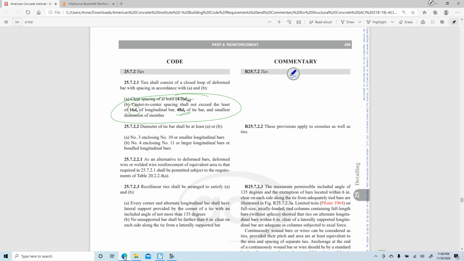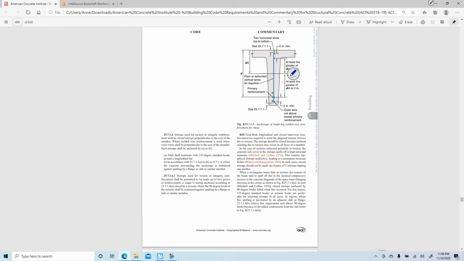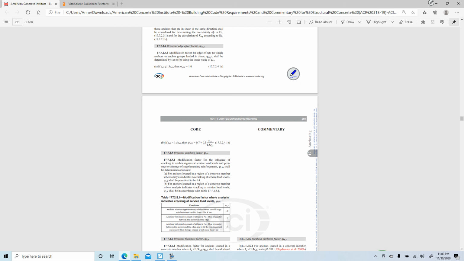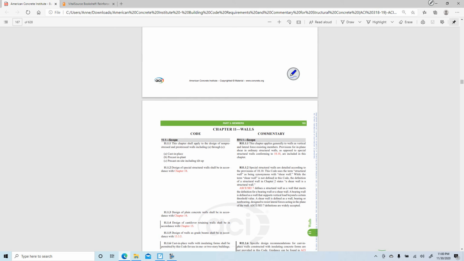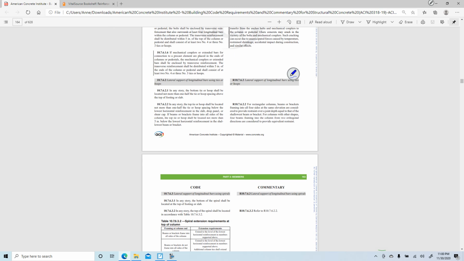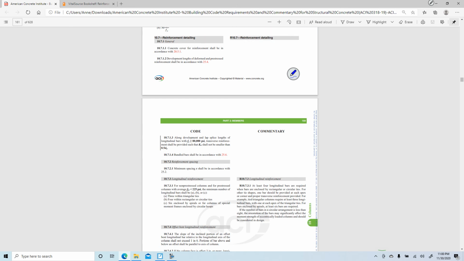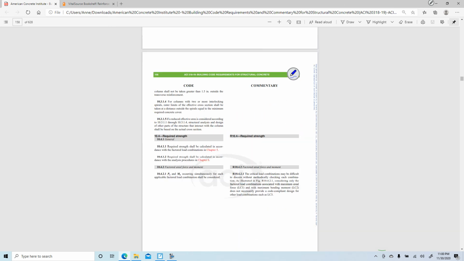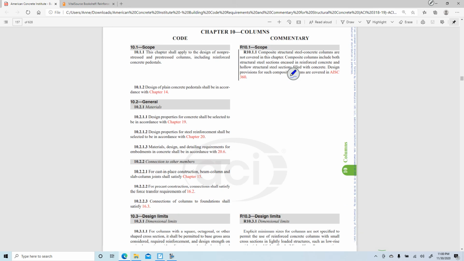If I go to chapter 10, is the chapter on columns. There it is. That's walls. So chapter 10 is about columns, right? Where does it start? Chapter 10 is all about columns. So I'm going to scroll down.